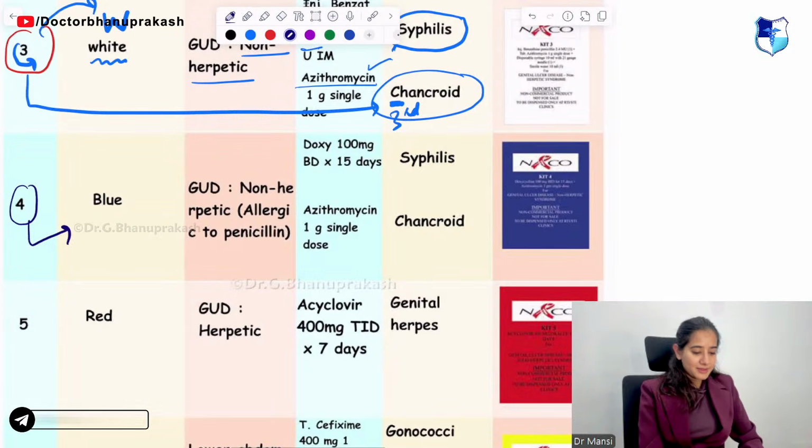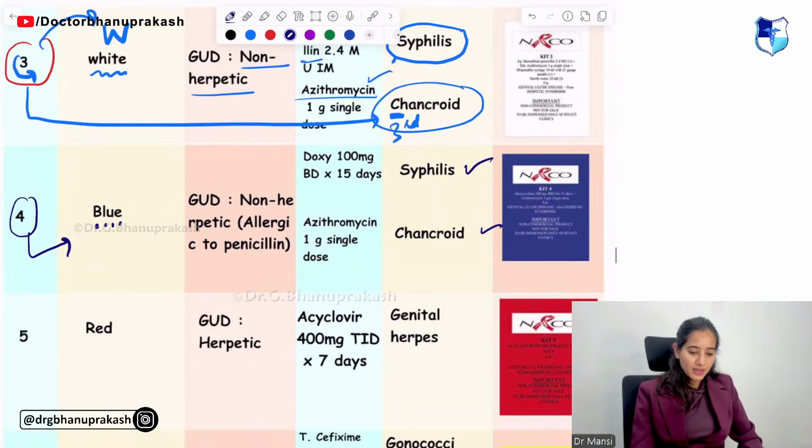So fourth kit is blue. Okay, so 1, 2, 3, 4. There are 4 letters here. It is a blue kit, and where you can give again in syphilis and chancroid, and it has doxycycline and azithromycin in it.